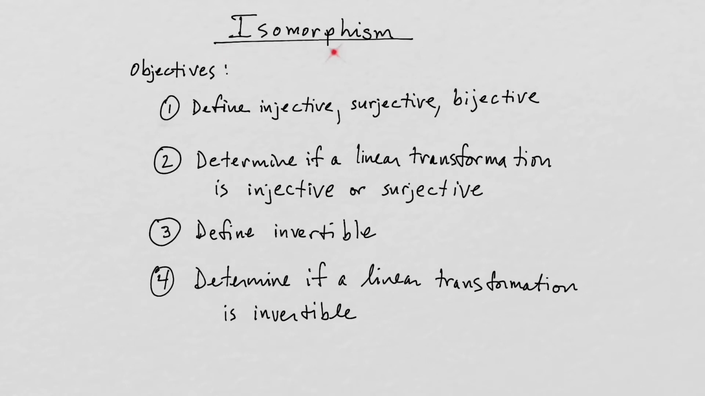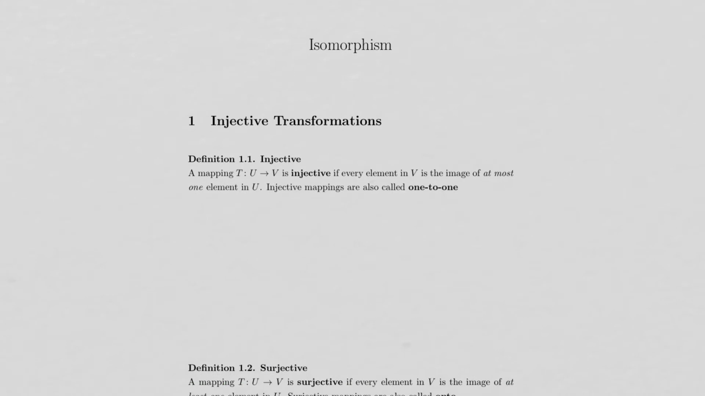This video is about isomorphism, and we've got 4 objectives. We're going to define some terms, including injective, surjective, and bijective linear transformations. Then we're going to look at some examples where we decide if a linear transformation is injective or surjective. Then we're going to define invertible linear transformations and look at some examples to decide whether a linear transformation is invertible. We'll start by defining injective.